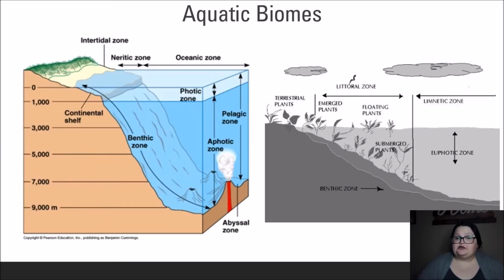Let's take a moment to look a little more closely at two different aquatic biomes: the ocean and a lake. We'll begin with the ocean. There are 6 major pieces of the ocean that are important for you to know. The two largest divisions are the oceanic or pelagic zone and the intertidal zone. The intertidal zone, as its name suggests, is the area between high tide and low tide, and is often a very diverse ecosystem. The pelagic zone is simply the open ocean.